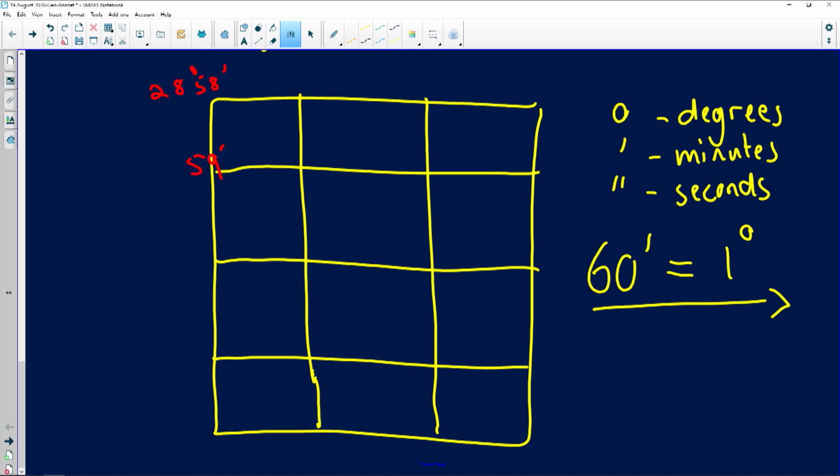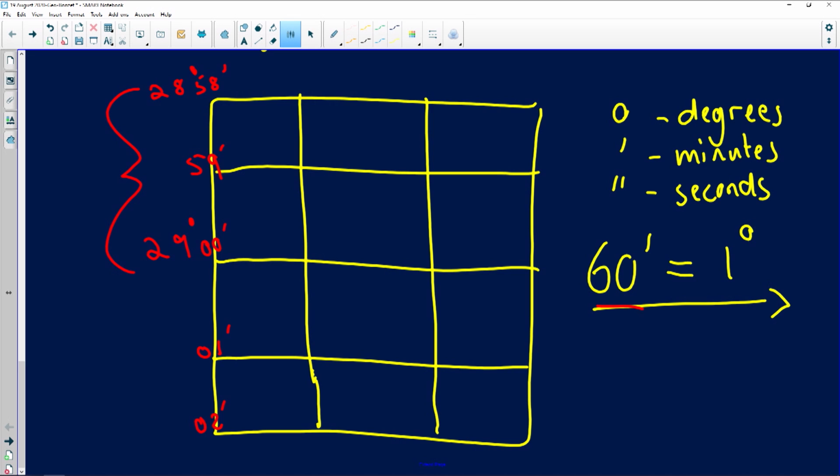Okay. What will happen after 59 minutes? It will turn to 60 minutes, but we don't refer to it as 60 minutes. We refer to it as moving over to a new degree. So it's going to be 29 degrees, 0 minutes. There's 1 minute, and there's 2 minutes. Okay, please pay attention to what happened over there.